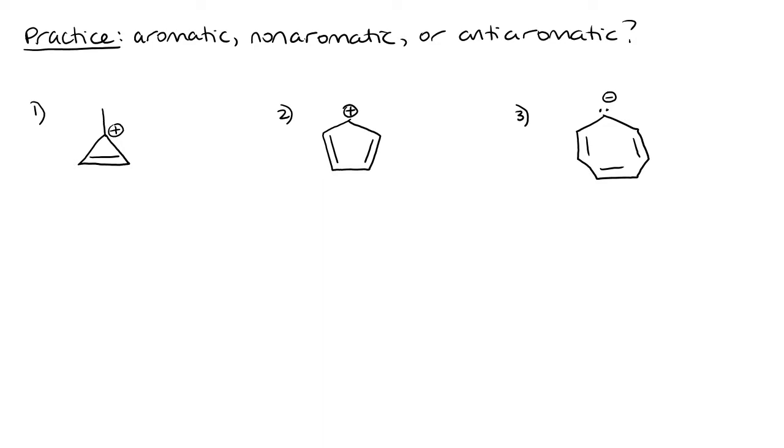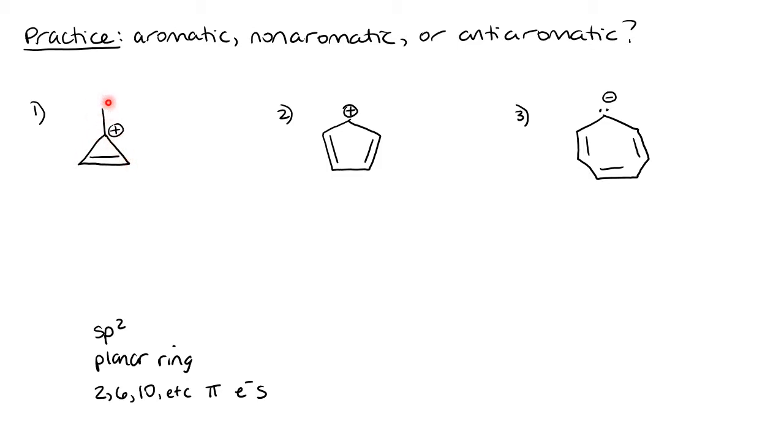So let's go ahead and do a few practice problems with 3 ions. And we want to determine if they are aromatic, non-aromatic, or anti-aromatic. So just to recap, our criteria for aromaticity is sp2 hybridization, planar ring, and Huckel's rule number of pi electrons: 2, 6, 10, etc. So let's go through each one of these molecules. We're going to be focusing on the ring only.